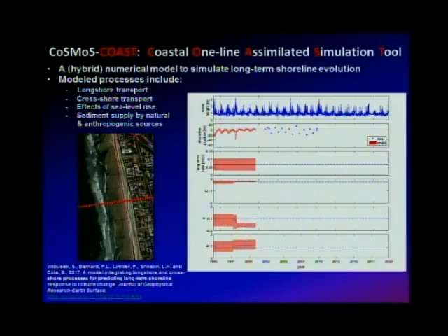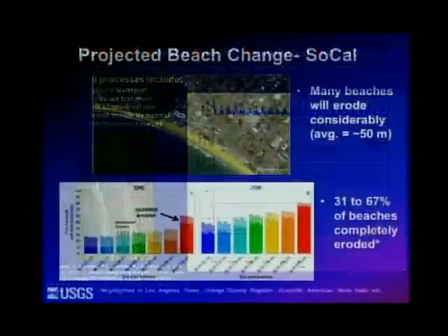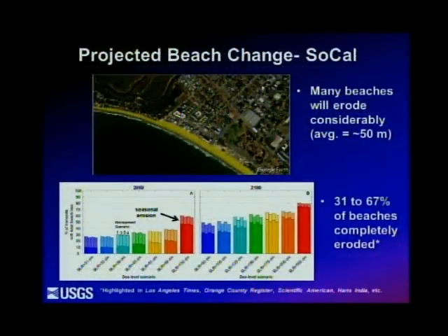So it gives us a lot of confidence in the projections because we're able to recreate the past behavior of the shoreline. So what is the bottom line? And this is some work that was highlighted quite extensively in the press. You may have heard it in various forms. The bottom line is that the projections by 2100 are that many beaches in California will erode on the order of about 50 meters, which is about 165 feet or so.